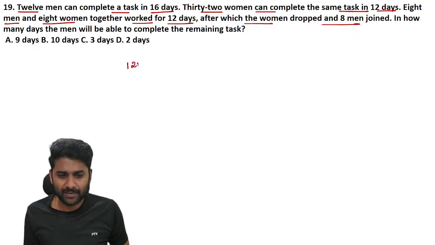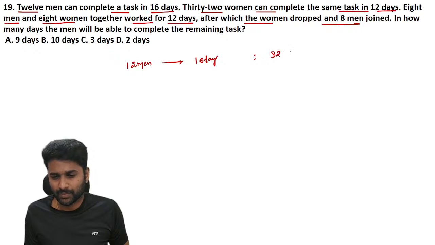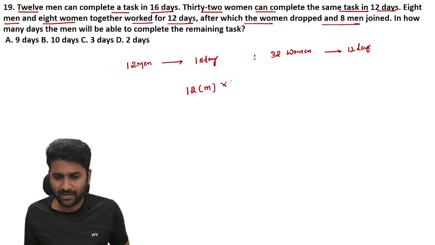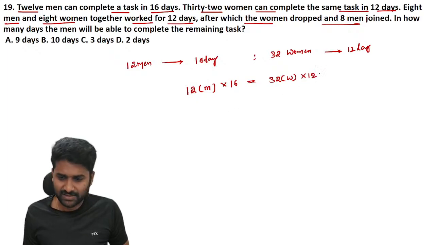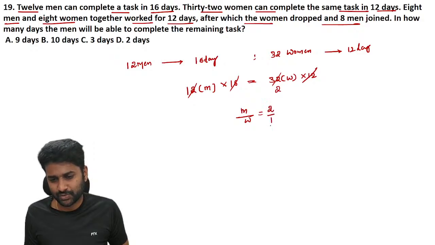See, 12 men can complete the task in 16 days. 32 women can complete the task in 12 days. They are talking about the same work, right? 12 into men efficiency, they completed in 16 days. Same we are assigning for 32 women, they completed in 12 days. So let's cancel this value. 12, 12 cancel. This is exactly 2 times. Men by women efficiency is 2 by 1.